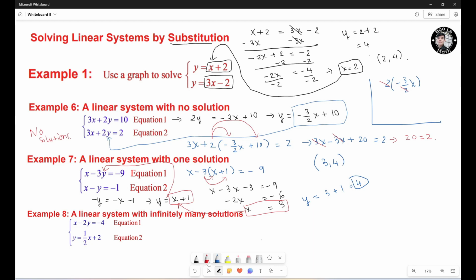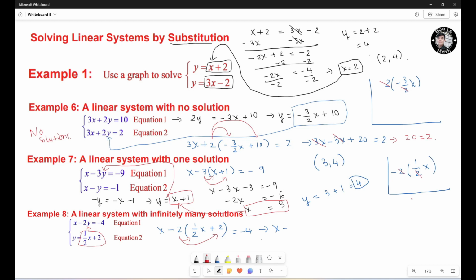Now we just substitute back into the standard form right here. So I have this right here, I substitute over here. So I'm going to have x minus 2 times parentheses 1 over 2 x plus 2 equals negative 4. Again I need to distribute. Make sure you put this on the side. So I have negative 2 times 1/2 x like this.